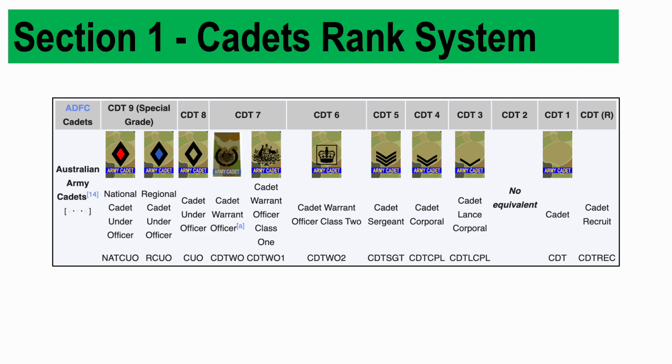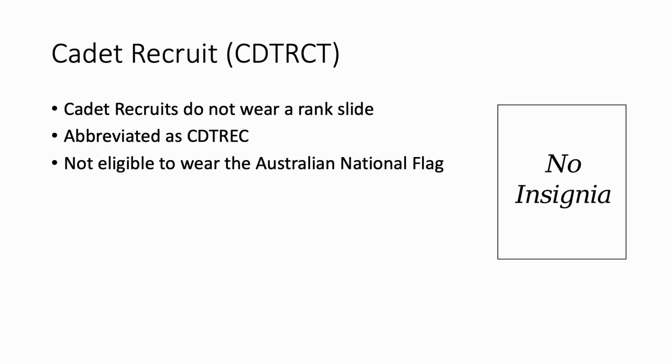So we're looking from right to left. On the right side, you'll see the cadet recruit rank, and then on the very left, you'll see the national cadet under officer rank. The very first rank in the cadets ranking structure is the cadet recruit. Cadet recruits do not wear a rank slide at all, and their name is abbreviated as CDTREC, and they are not eligible to wear the Australian national flag or ANF.